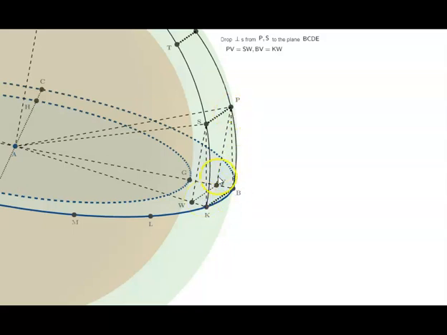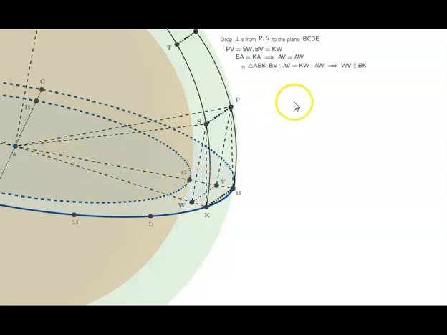So we are dropping perpendiculars to a plane from the same height. So PV is equal to SW. And BV is equal to WK because BP is equal to KS. Now, we also know that AB is equal to AK, radii of the same circle. And BV is equal to WK. That means AV is equal to AW.